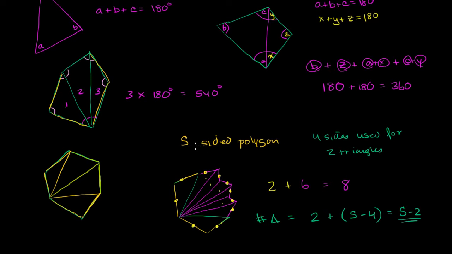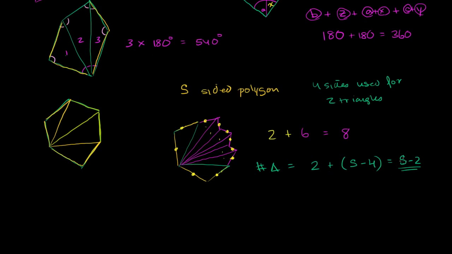So if I have an S-sided polygon, I can get S minus 2 triangles that perfectly cover that polygon and they don't overlap with each other. Which tells us that for an S-sided polygon, which has S minus 2 triangles, the interior angles in it are going to sum to S minus 2 times 180 degrees. Which is a pretty cool result.